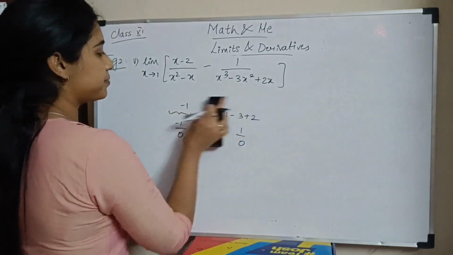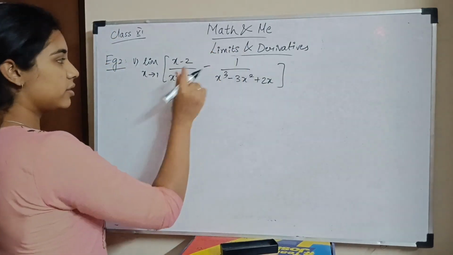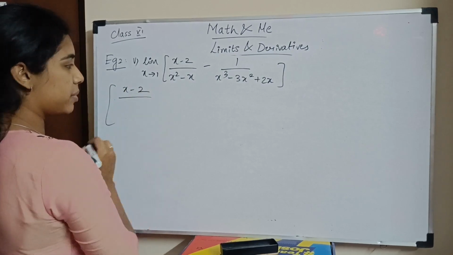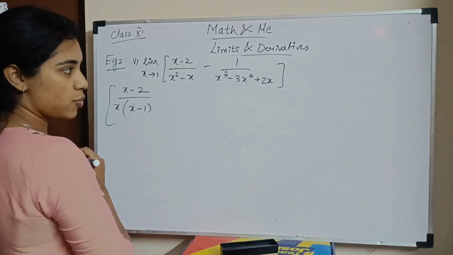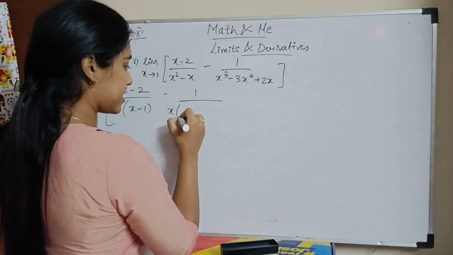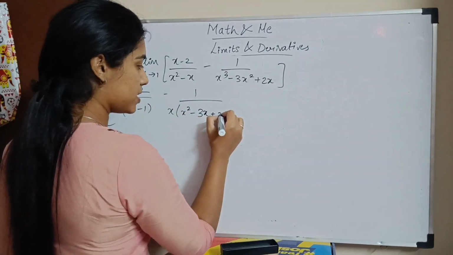So what do we do? I'm going to take the whole fraction without the limit. It will be x minus 2 divided by, I'm going to split, taking x outside, x into x minus 1. In the second denominator I'm going to split again. So when you take x outside, what do you have? x square minus 3x plus 2.